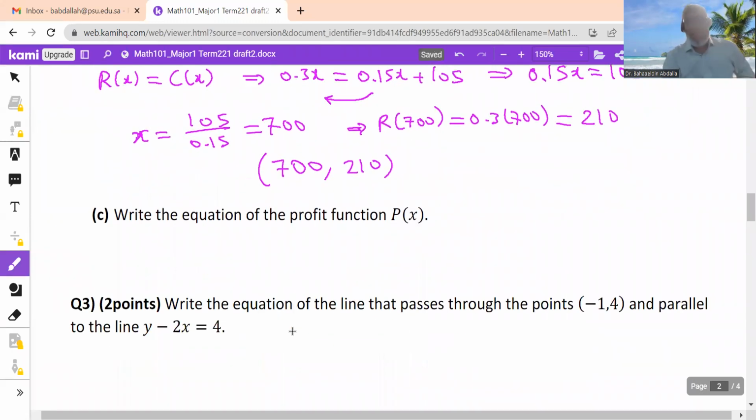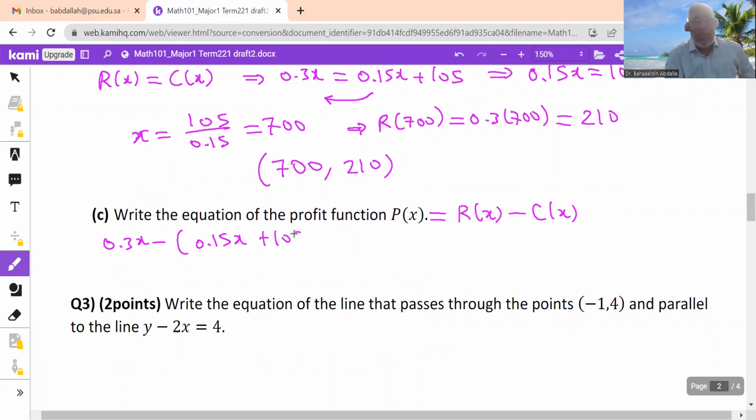Write the equation of the profit. Well, we know that the profit equals the revenue minus the cost. The revenue is 0.3x and the cost is 0.15x plus 105. And you need to use parentheses because this minus will change the signs of these two terms.